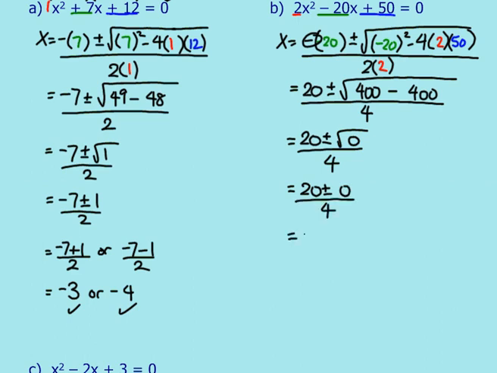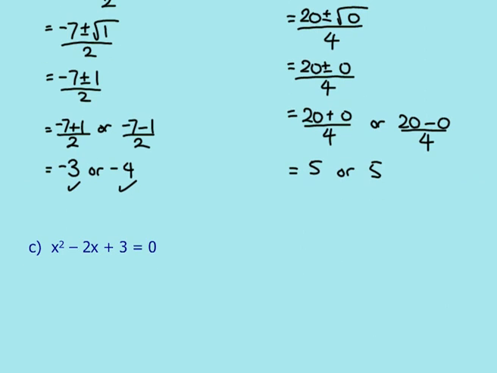Okay, and we're going to get our two answers: 20 plus 0 over 4, or 20 minus 0 over 4. And wait, that gives us 5 or 5. So we get the two same answers in this case, instead of the two different answers in the previous case. All right, well, that's okay. Why don't we do the third one, and I'll explain why I chose these three questions.